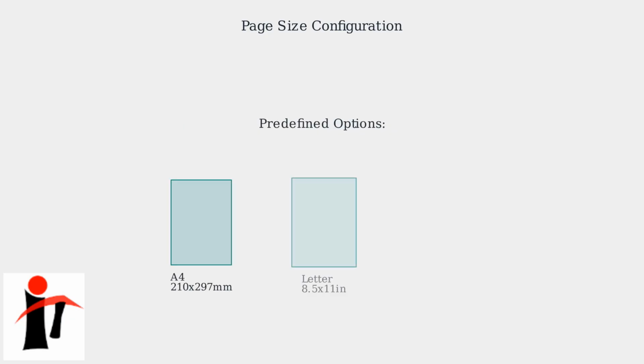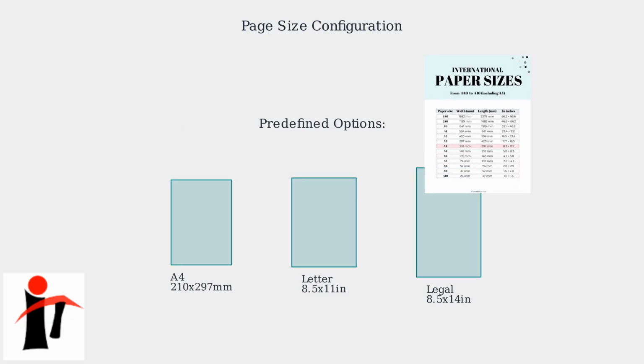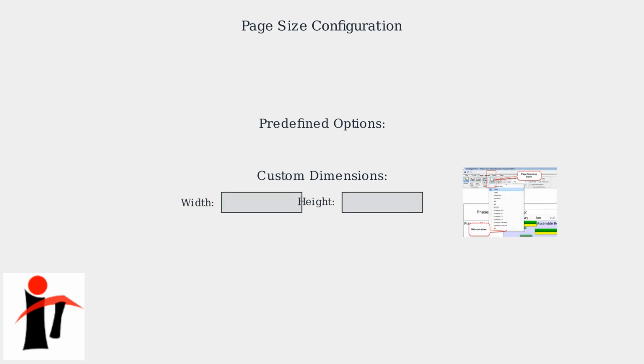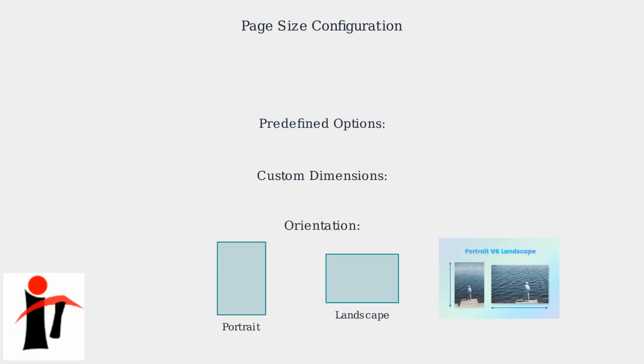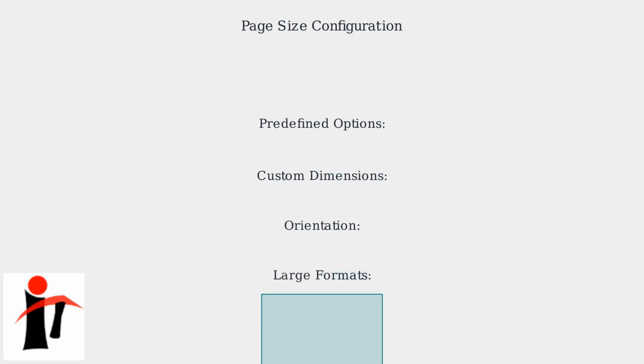Choose from predefined options like A4, letter, or legal. These standard sizes match common printing and display needs. For custom needs, enter specific width and height dimensions in inches or millimeters. Select orientation, portrait for vertical layouts or landscape for horizontal content. For large format printing, specify sizes up to 100 inches to accommodate big displays or banners.